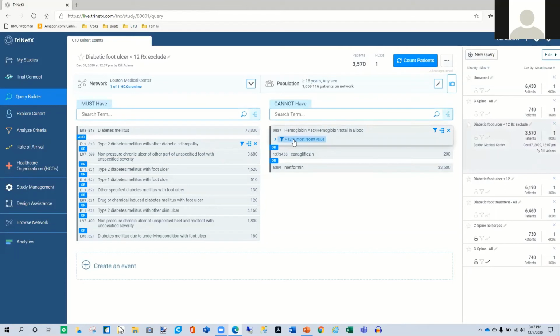It's not exactly right because you might currently be controlled, but this is your last one was over 12. And then also, or they've ever been on canagliflozin or metformin. I put in the brand name and it came up as metformin. So that helped me find out that it was a common medicine actually that I knew about. So I could say, include patients with any of these things and exclude patients with these things. And then you can see that my cohort's getting smaller. So I had 6,000 before and now I'm down to 3,000.